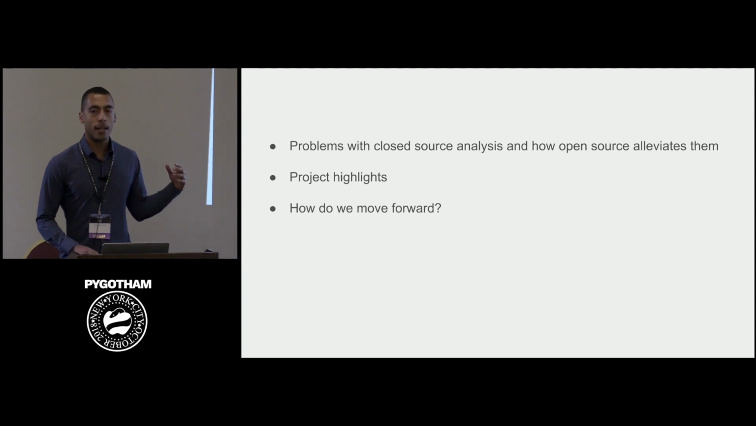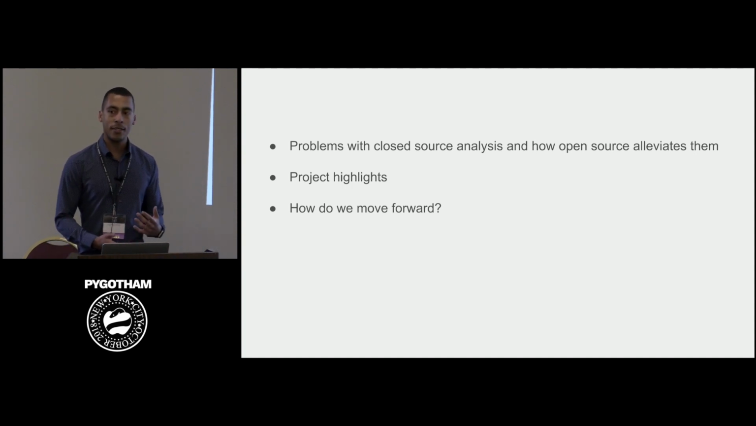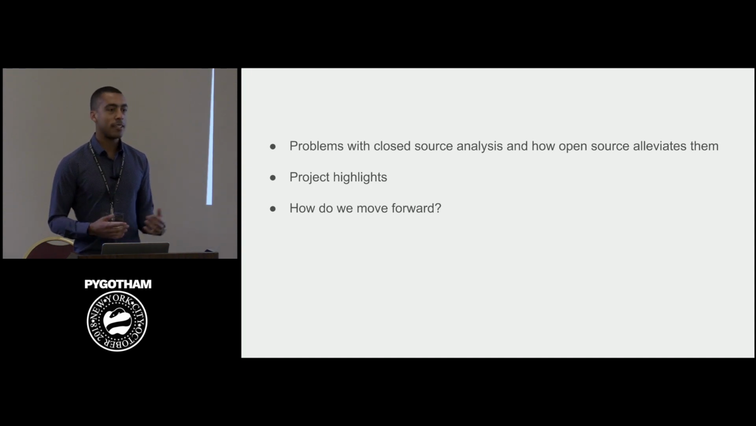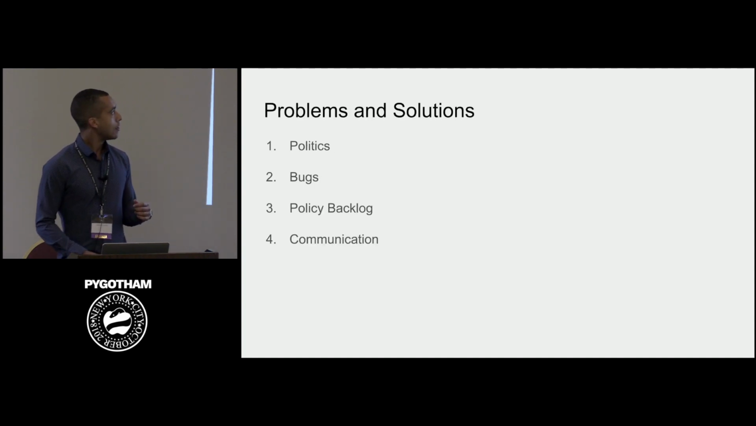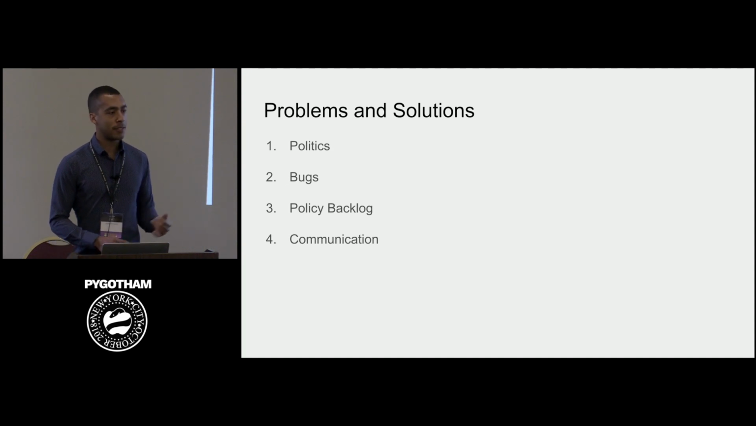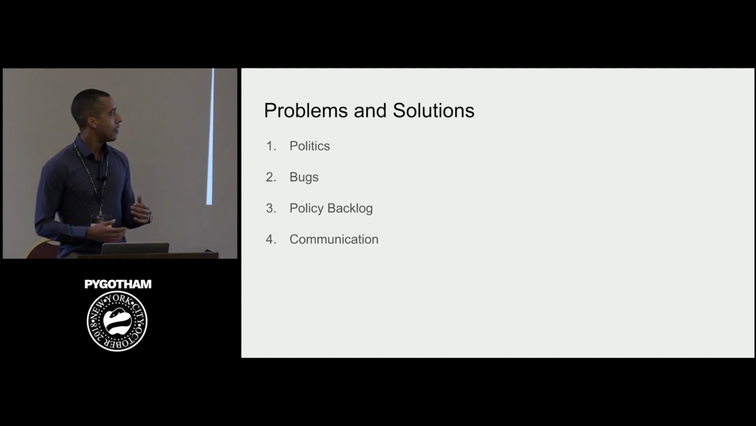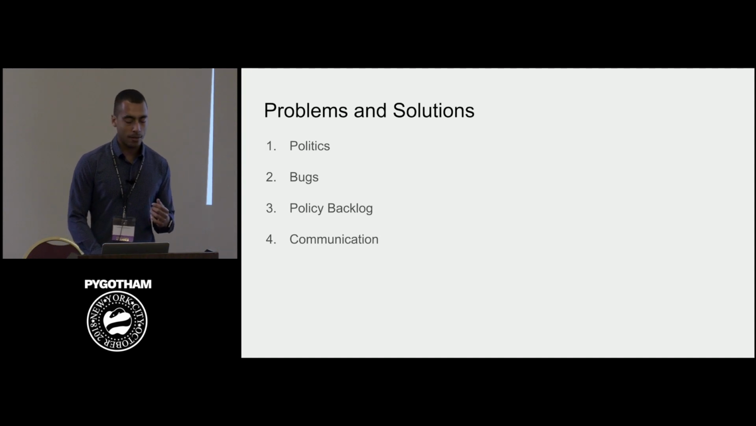So now for the rest of this talk, I want to talk a little bit about, again, these problems with closed source analysis and how open source can sort of alleviate them, some project highlights, and then how do we move forward to a more open nature of policy reporting. So there are 4 problems I'm going to focus on. There's politics and the politicization of numbers. There's the bugs that we find in these models and their effects. Then there's policy backlog and communicating the actual results of the models.